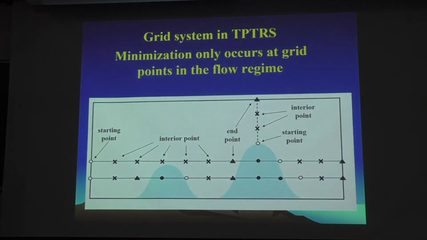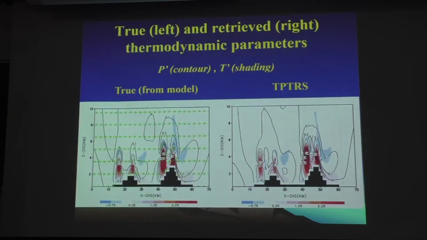So in TPTRS, this is the grid system. We only do the minimization for the grid points in the flow region. However, when we do the minimization, we need to classify all the grid points into the starting point, interior point, and end point. And based on those locations, we can write down the variational code. So this is one example from the idealized case.